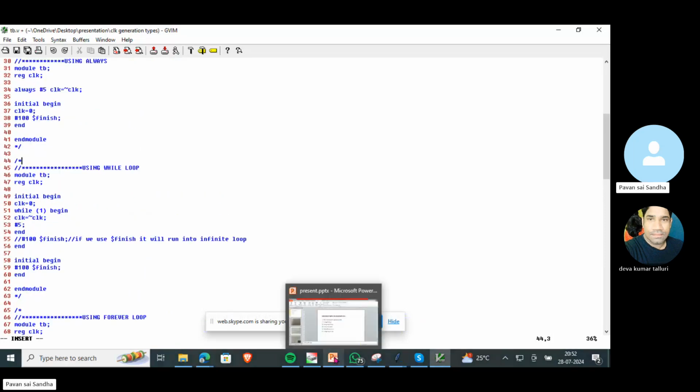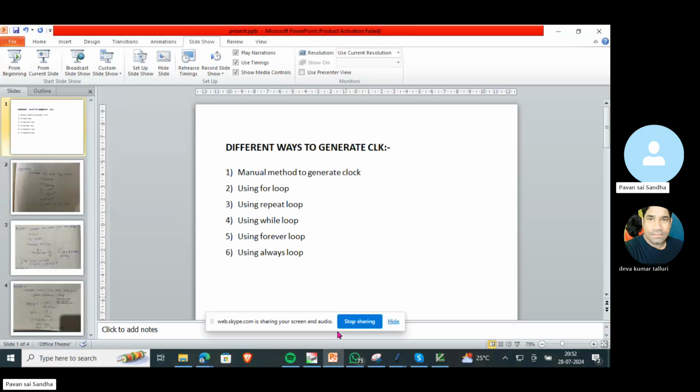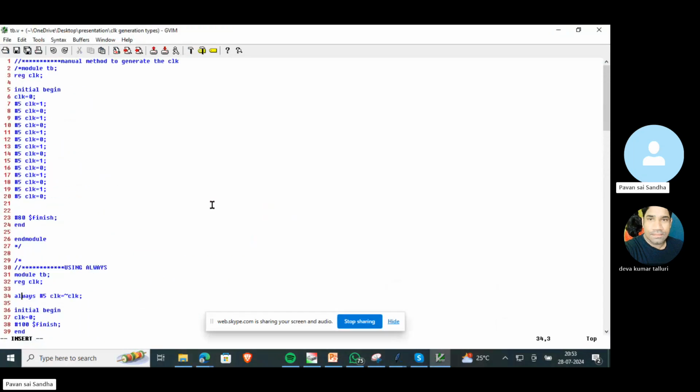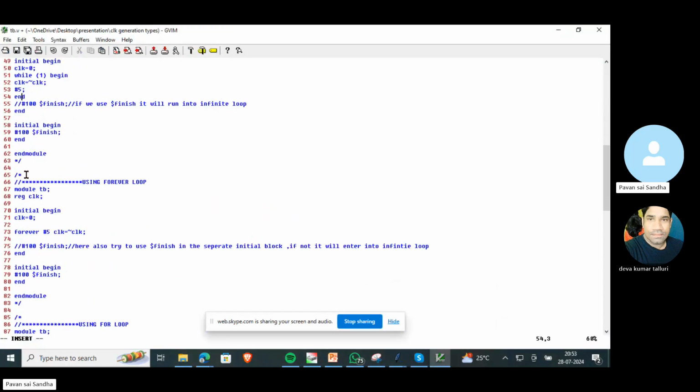And the next one is generation of clock using forever loop. And this forever and always loop are the best methods which we use in clock generations for the test bench. There is a code for it for forever. It is good.